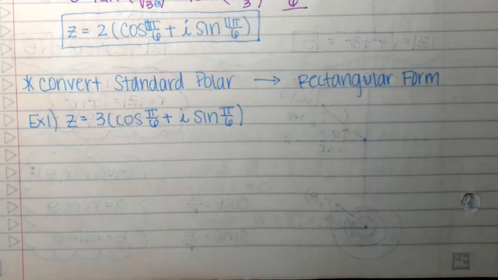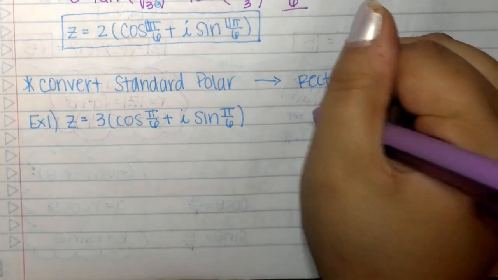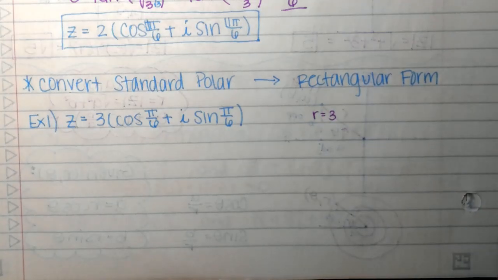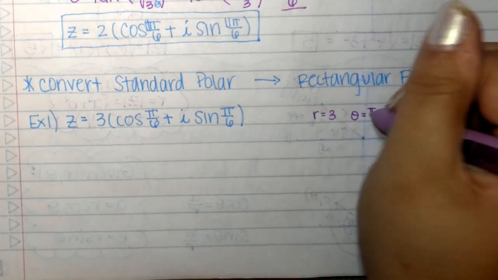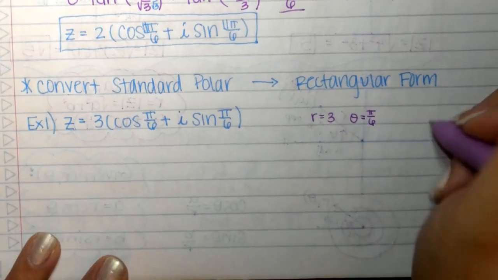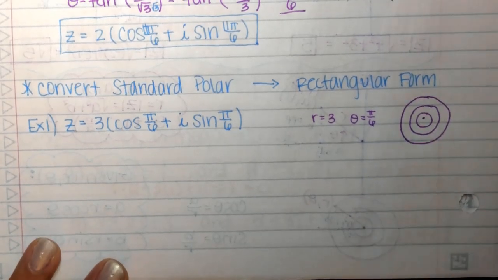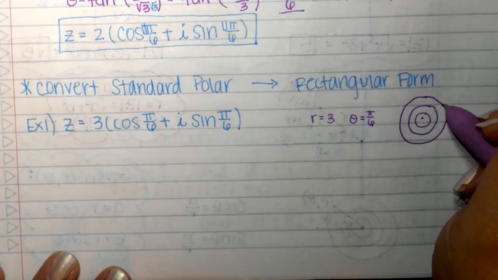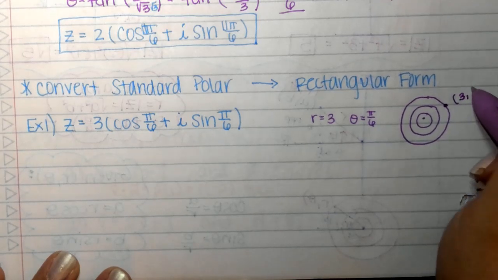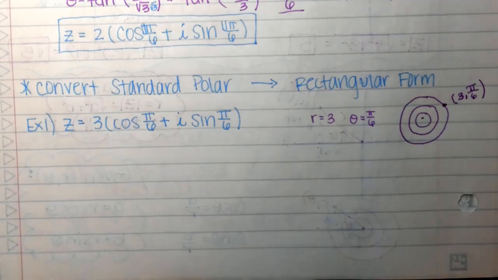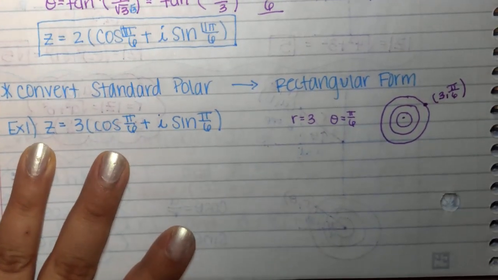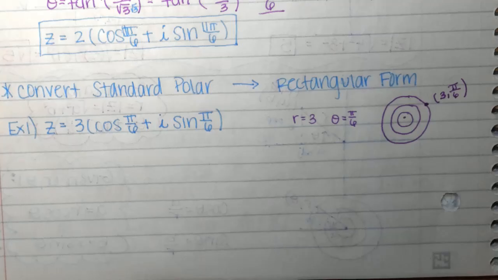Alright, what do I know? My radius is 3. Theta is pi over 6. So if I wanted to graph this one, and I don't think we're going to ask you to do that, but it would be somewhere like right here at 3 pi over 6. But again, I don't think we're going to ask you to graph this. So how can I do this one? Just solve it out.